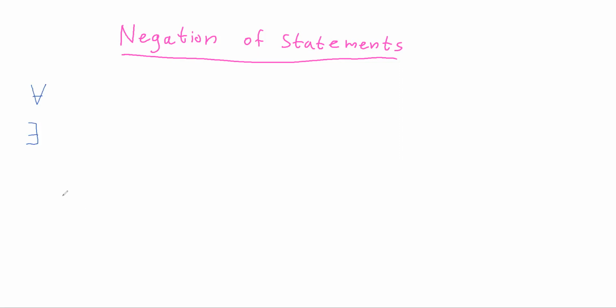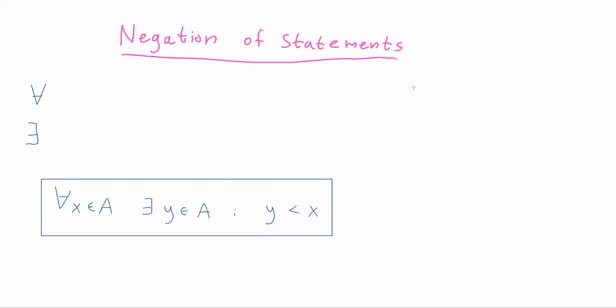For example, for all x in A, there exists y in A such that y is less than x. What does this statement say? That for every x that we take in this set A, there exists a y which is smaller than x. That means that this set has no minimum, since for every element we take, we can find an element that is smaller than it. And now we'll try to negate the statement.